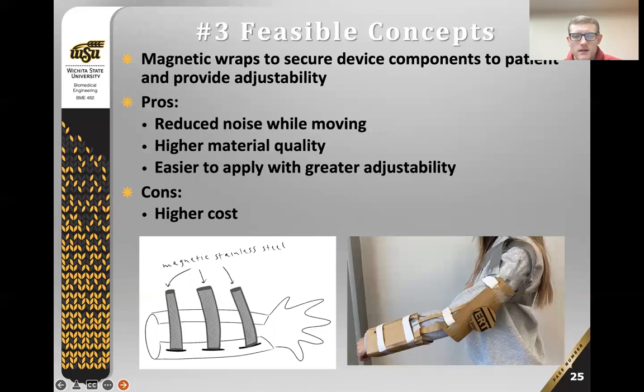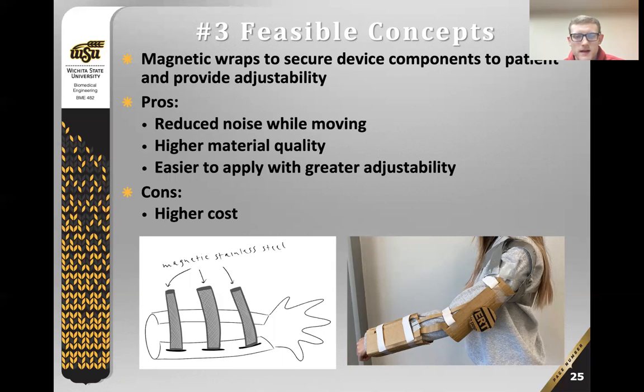The third concept involves reducing material noise and cost. Current exoskeleton designs use Velcro straps to secure the device to the patient, which can become problematic, as the strap must be replaced frequently due to the nature of how it is used in an exoskeleton.